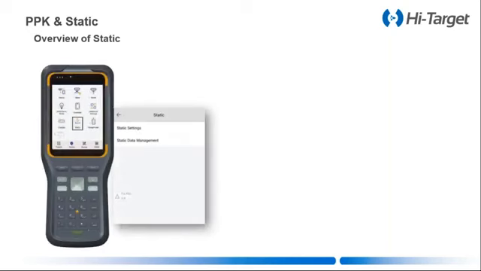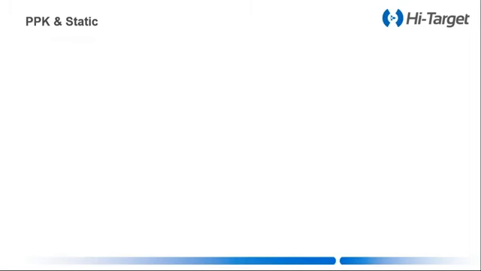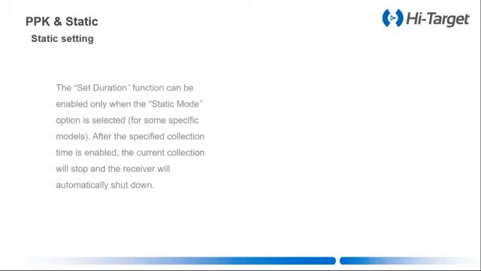Okay, next is static mode. Many users know that it is a very important feature on a GNSS receiver. But in the rover mode, if we need to do static collection at the same time, it can do it. Hi-Survey Rover's static mode already supports the start-stop direction features.